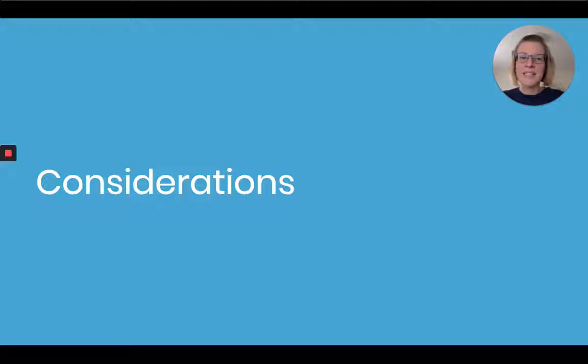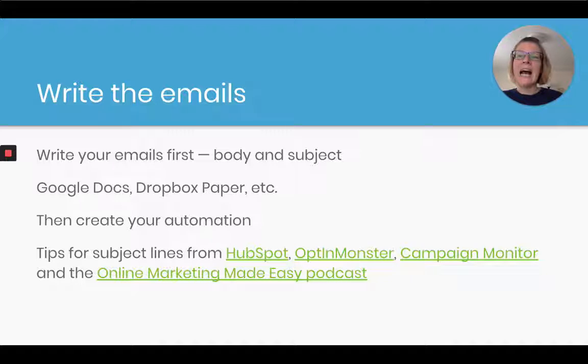So a couple other considerations before we start. I think you should write your emails first, the body and the subject of the email. When I do this, I use Google Docs, but you could use Dropbox Paper or Notepad or anything like that, just to get those emails down. Because when you go to create your automation, there's a lot of steps, there's a lot of clicking and, where do I put this and what goes where? And if you have to write your emails at the same time, it'll just be a little bit more difficult. So I think you should write the emails first and then create your automation separately.